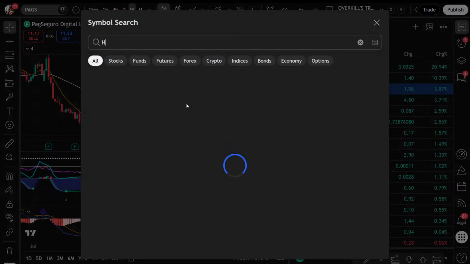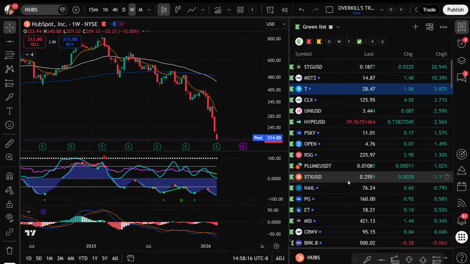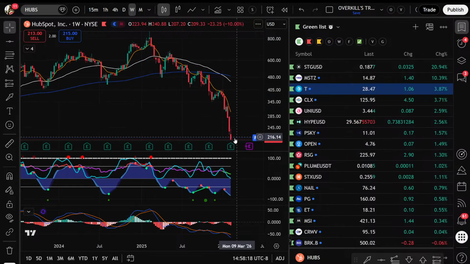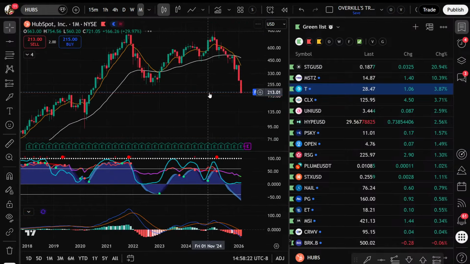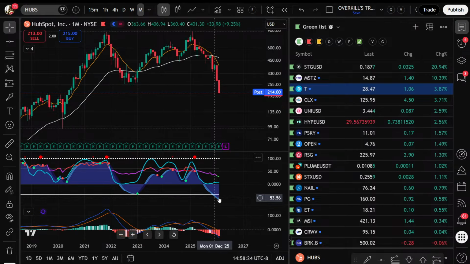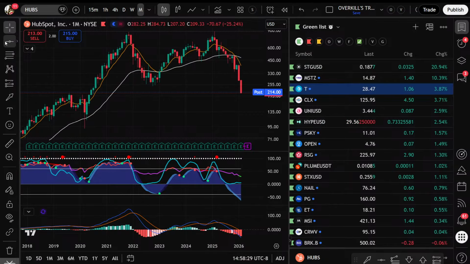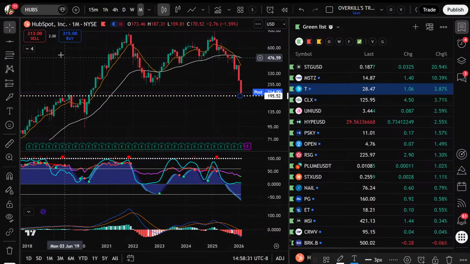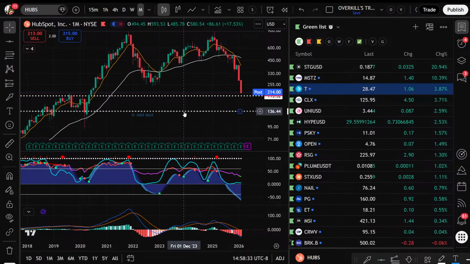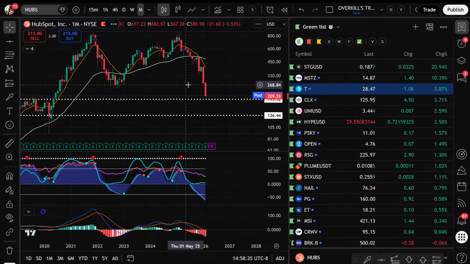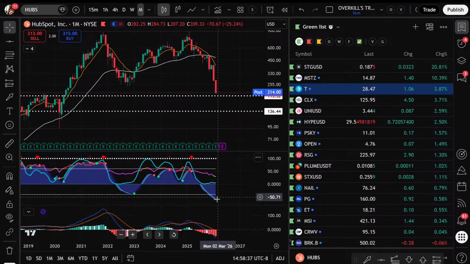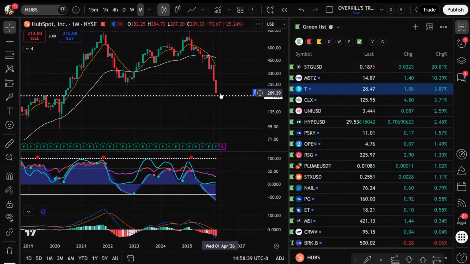HUBS. This one's in free fall. So again, we got a MACD crossover. Okay, big fall here. What I do on this one is wait for the monthly. Okay, I think this one's going to bounce. The levels I'd be watching to buy this are 195, which we're pretty much sitting on right now, and 136. Okay, 136 looks pretty prime, but I would ultimately wait for the monthly on this one.